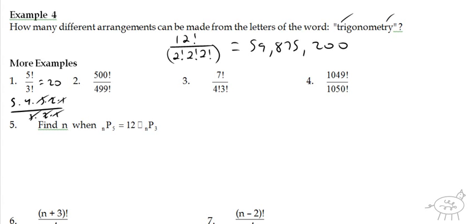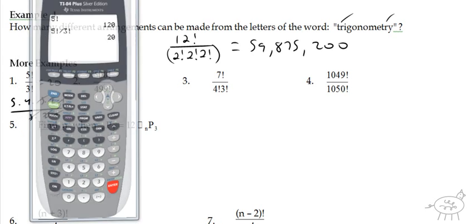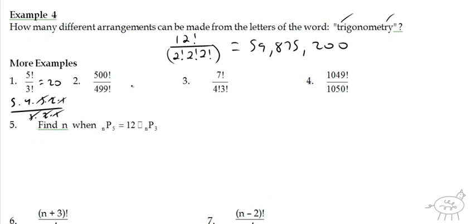And if I did it on my calculator, 5 factorial divided by, I don't need any parentheses here, 3 factorial gives me, voila, 20. Okay.